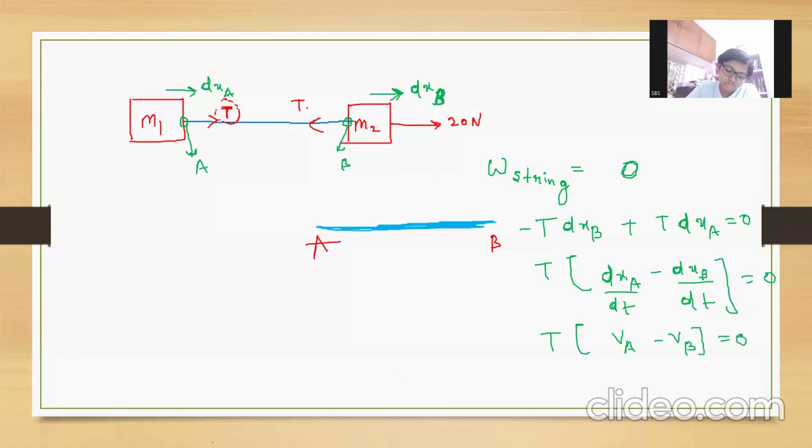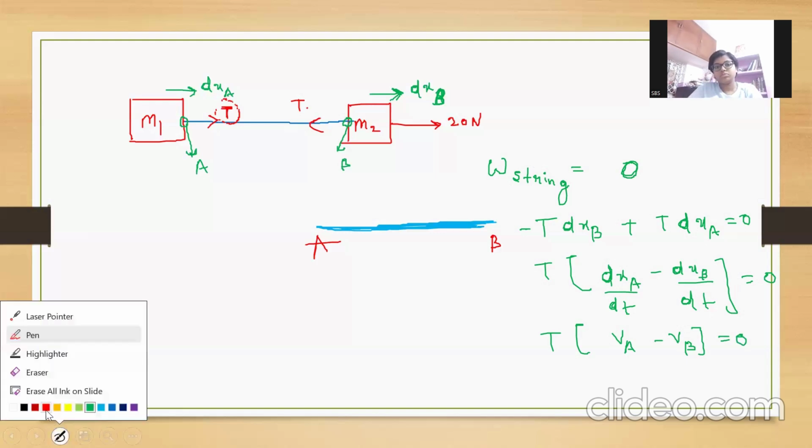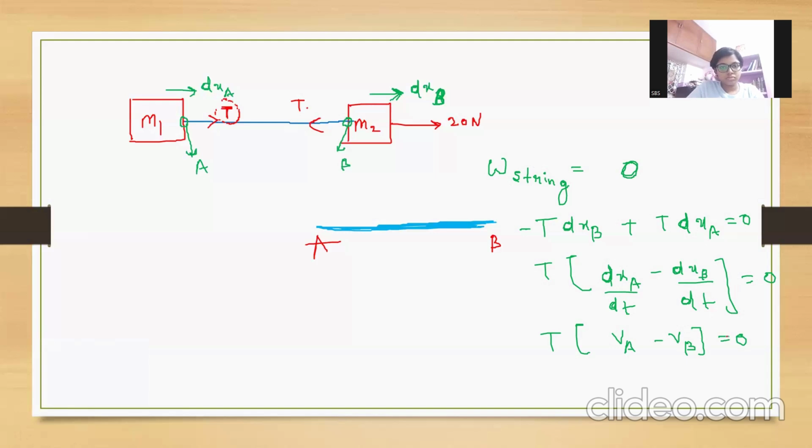Understood? Now, if I ask T into VA minus VB equal to 0, tension cannot be 0. Tension is not equal to 0. Then who will make this equation to be 0? LHS is equal to RHS when VA is equal to VB. Or we can say acceleration of A must be equal to the acceleration of B.